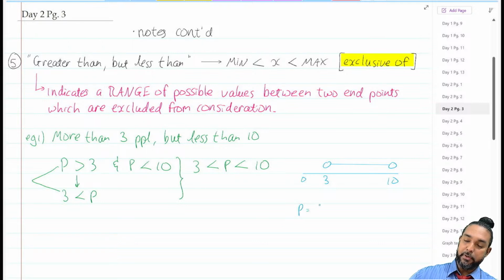All right, so the number of people could range from 4 to 9. So 4, 5, 6, 7, 8, and 9.